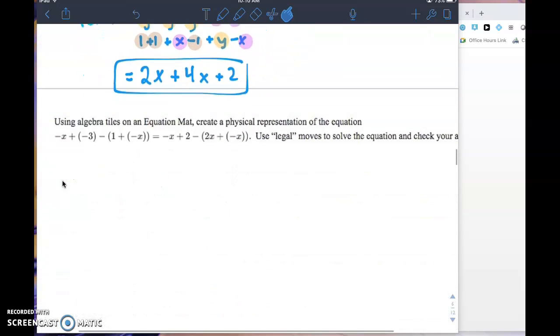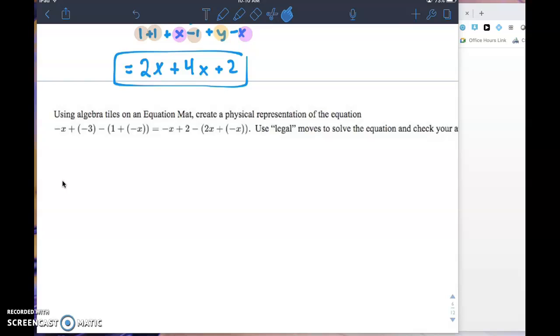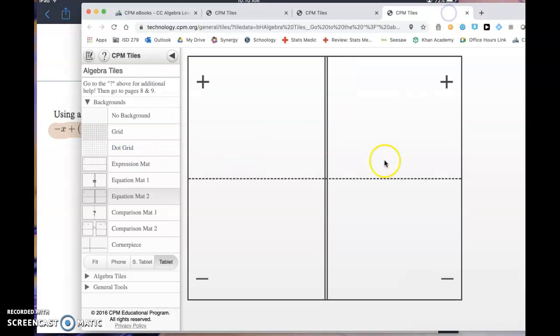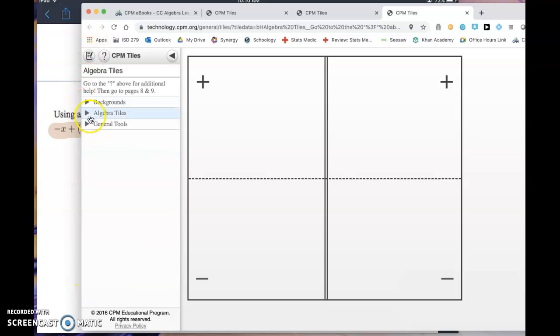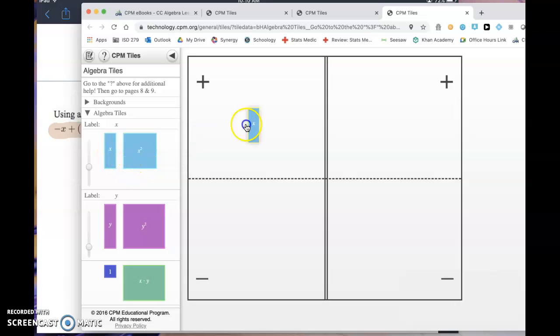This one says, using algebra tiles and an equation mat, create the physical representation of this equation and then use your legal moves to solve. So I set up an equation mat ahead of time, and I'm going to build this on the equation mat, and then simplify using those legal moves. I've got a negative x, and then negative 1, 2, 3, and those are negatives, sorry. I'm just trying to change the sign. Negative 3, and then I'm taking away 1 plus, I'm sorry, negative x. So I'm going to take away the quantity of 1 plus negative x.